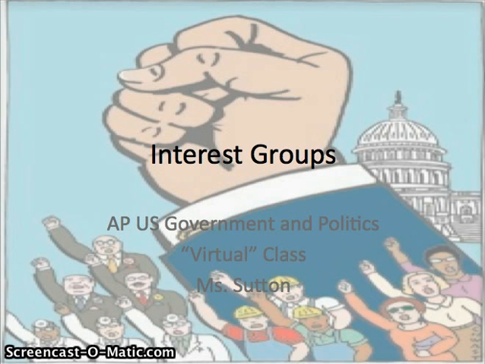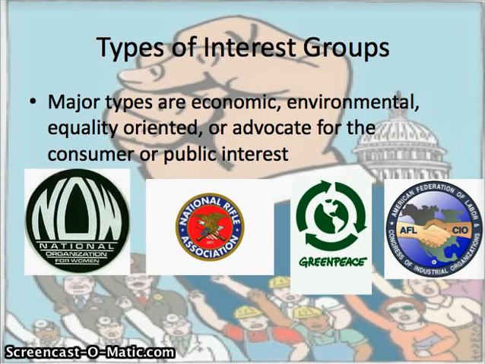So we're going to talk first about the types of interest groups, and they can be broadly broken down into four categories. They can be economic in nature, they can be environmental, they can be seeking equality for certain minority groups, or they could be advocating for the consumer or public interest. There are some examples of major interest groups down here.